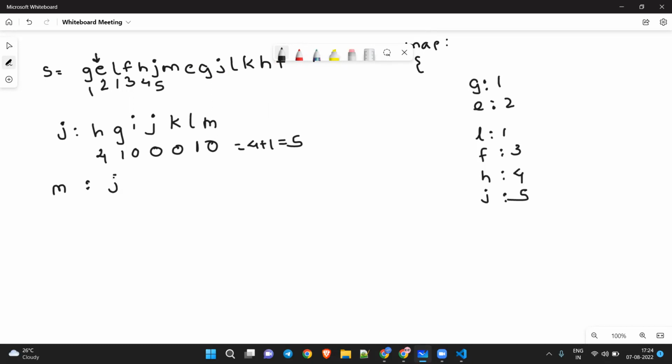And for M we have J, K, L, M, N, O. For J we have 5, K is 0, L is 1, M is 0, N is 0, O is 0. So the maximum is 5, and 5 plus 1 is 6.